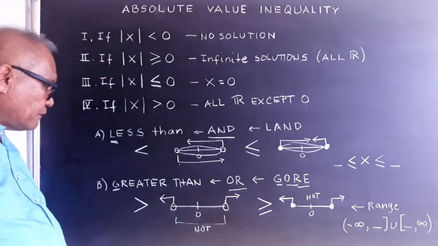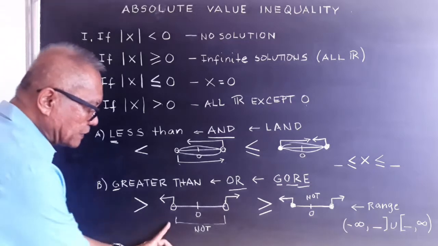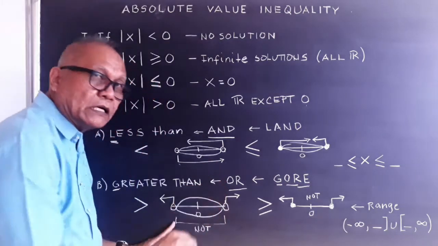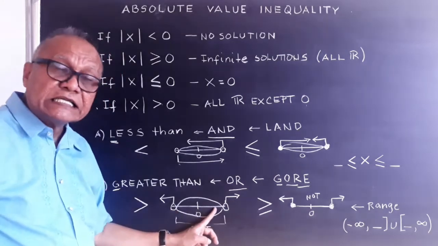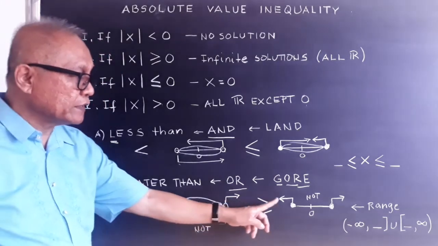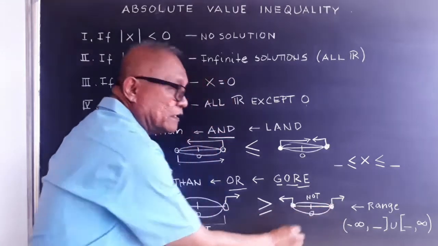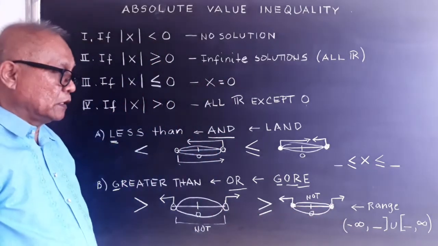Now the diagram for greater than or equal to is like this. This portion here, the values here are not included. Like this one, the values in between these numbers here are not included.